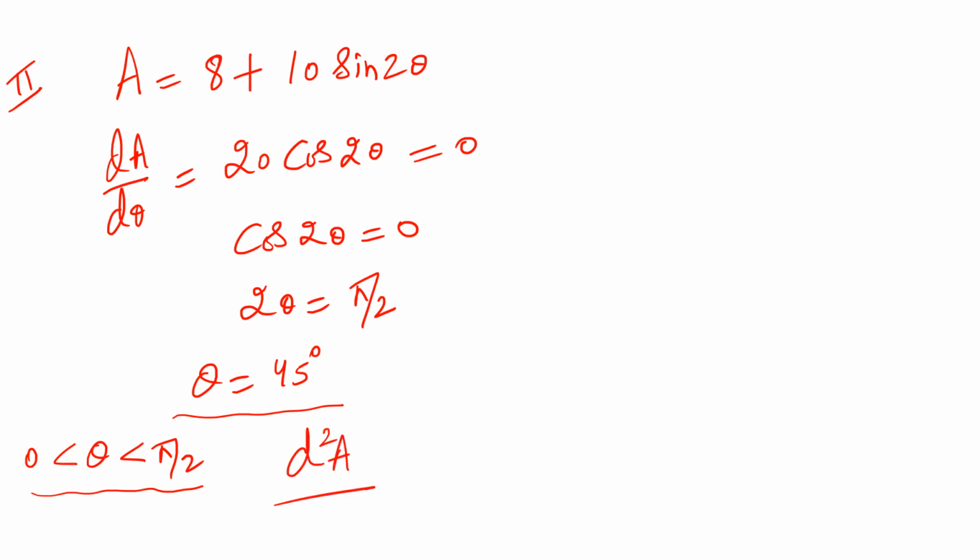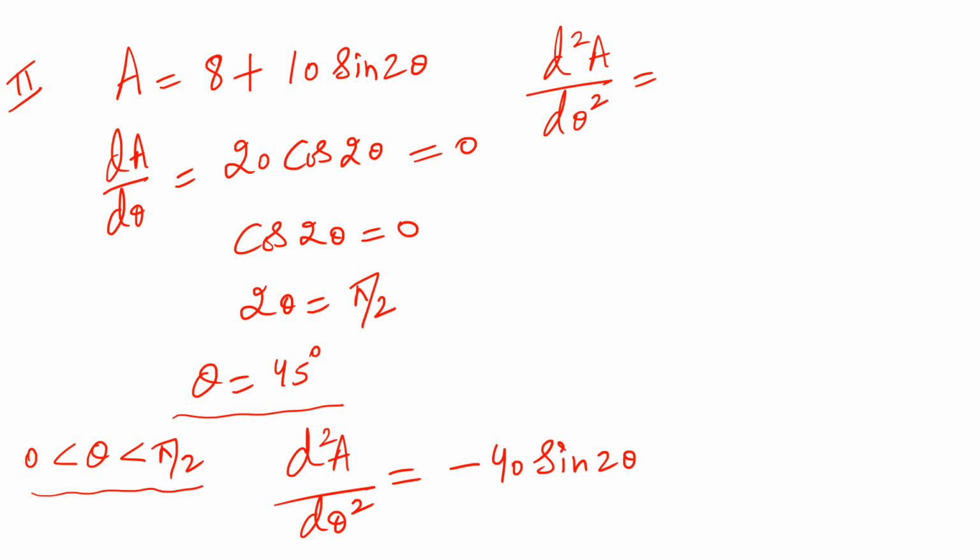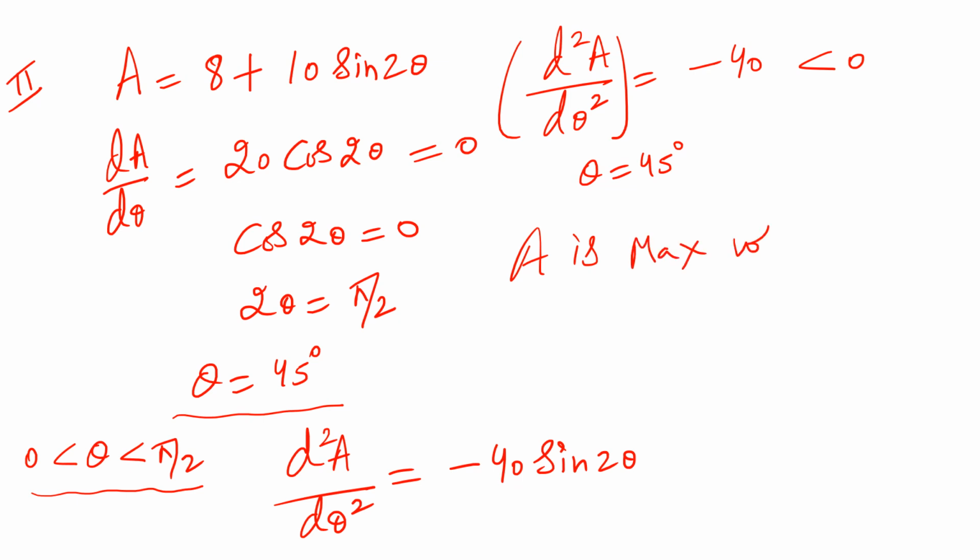So the second derivative of A with respect to theta becomes minus 40 sin 2 theta. And when you put the value of theta as 45 degree in the second derivative, it clearly becomes minus 40, which is a negative quantity. So it clearly indicates that A is maximum when theta is equal to 45 degree.